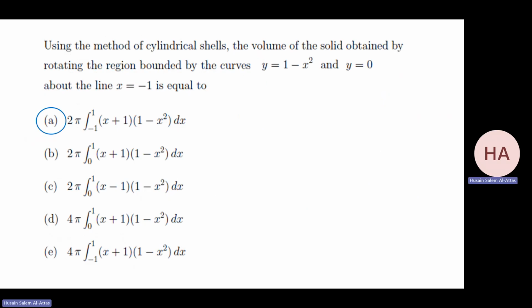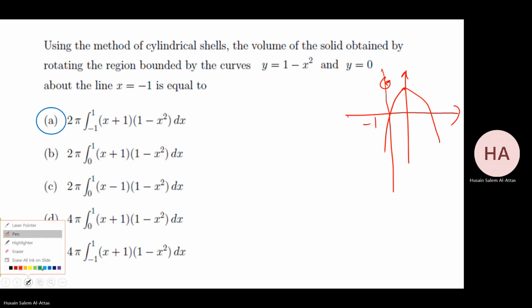Using the method of cylindrical shells, the solid obtained by rotating. Okay, let me graph it. This is the parabola y equals 1 minus x squared. This is y equals 0, which is the x-axis. I'm talking about this region, about the line x equals minus 1, which is this line. This is my axis of revolution. So something parallel to this, which is this one.